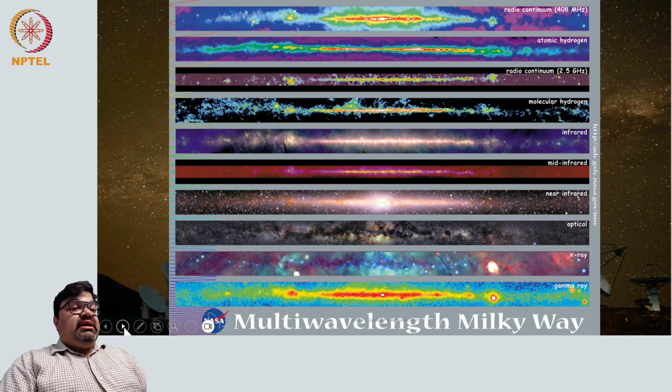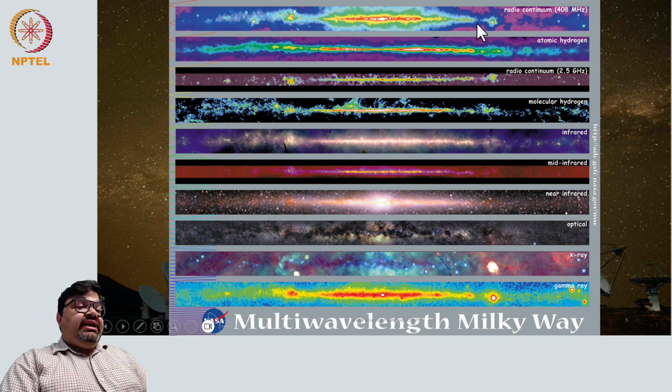Continuing on the same topic, this is a very famous picture of our own galaxy, the Milky Way, observed in different parts of the wavelengths, starting from a radio continuum band of 408 megahertz, going up to 1.4 gigahertz, then 2.5 gigahertz, then at the molecular hydrogen level, infrared, mid-infrared, near-infrared, optical, X-ray, and gamma rays.